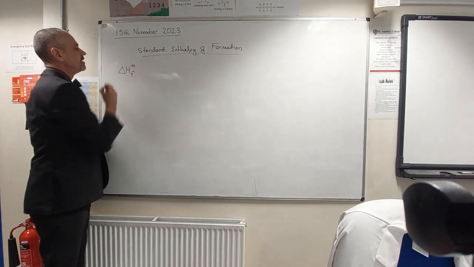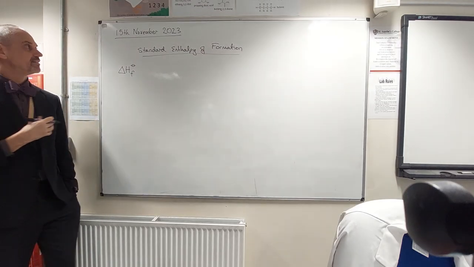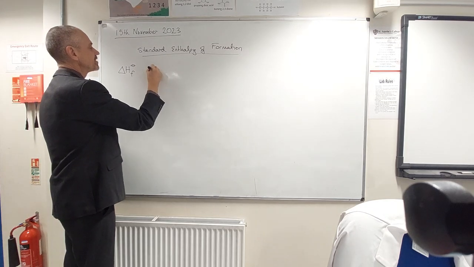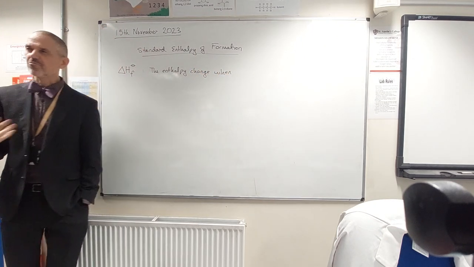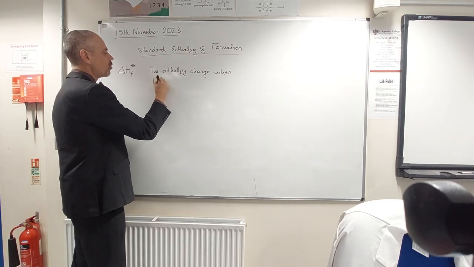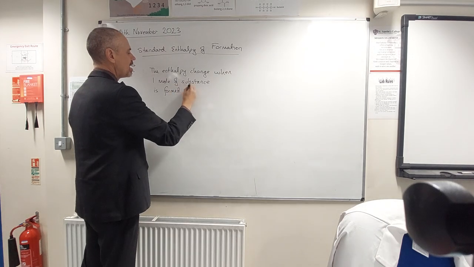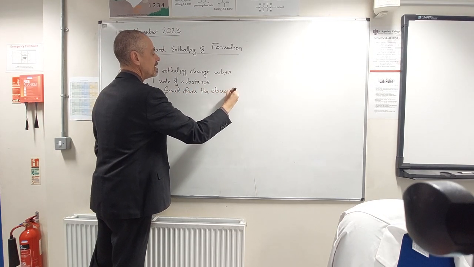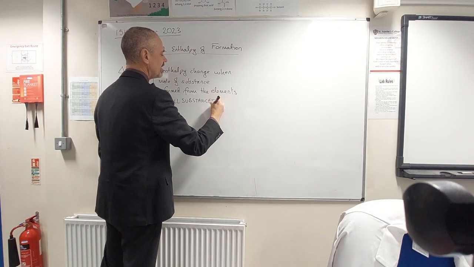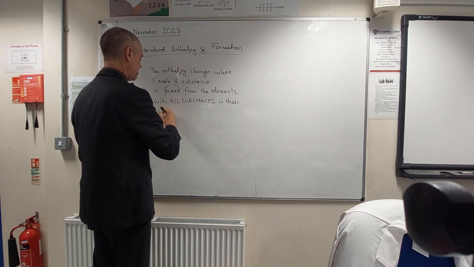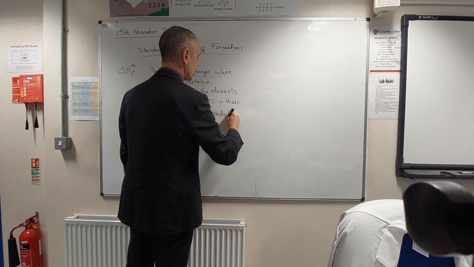And it's going to get a little symbol that looks a little bit like the London Underground symbol. That's the standard symbol. Okay, so enthalpy change of formation is the enthalpy change when, and rather than writing this as a sentence, I'm going to write it almost like bullet points: 1 mole of substance is formed from the elements with all substances in their standard states under standard conditions.